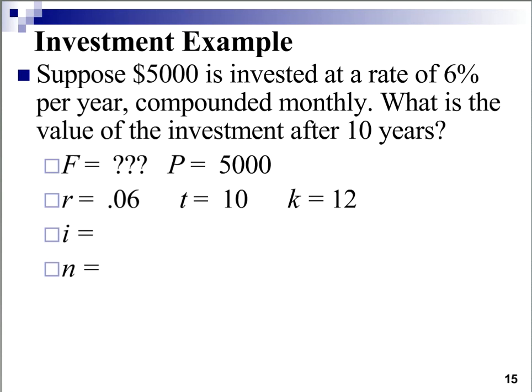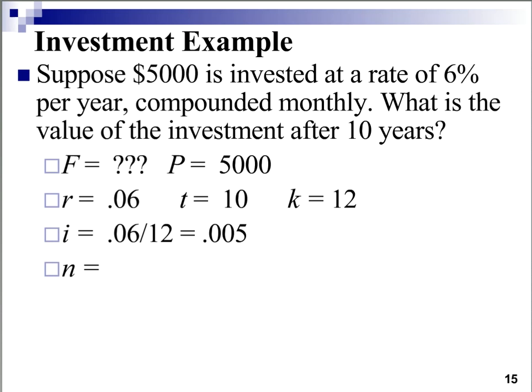Remember that little i is the total interest per period, in this case per month. So we're taking the total annual interest of 6%, we divide it by 12 months, and that gives us 0.005. Now remember, this is a percentage, so this would correspond to 1/2 of 1% per month, or per period here.